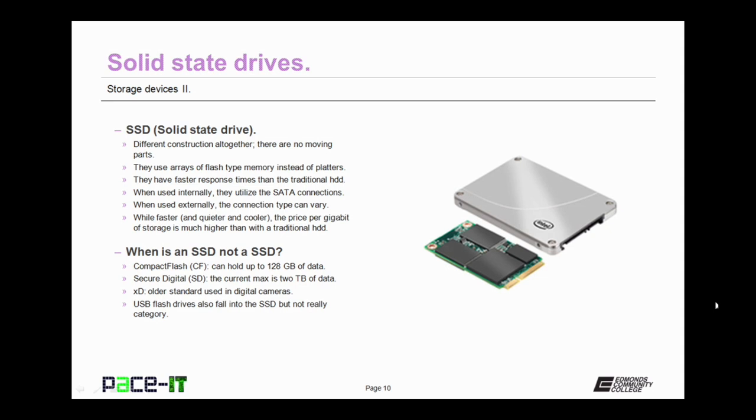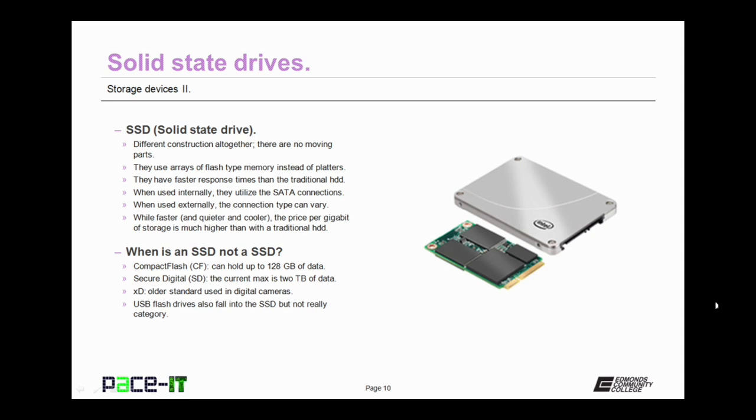When an SSD is used internally, the most common interface is the SATA interface. When your solid state drive is used externally, the connection type can vary. It can be USB, or it can be eSATA, or it could be FireWire. They are faster and quieter and cooler than the traditional hard drive, but the price per gigabit of storage is much higher than with a traditional hard drive. So they're not going to replace the traditional spinning platter hard drive soon, at least not until the price comes down a bit.